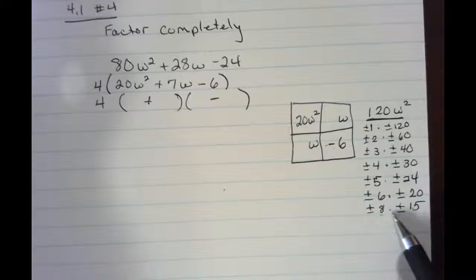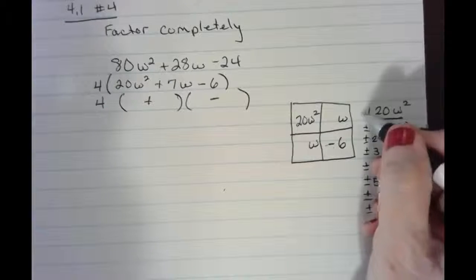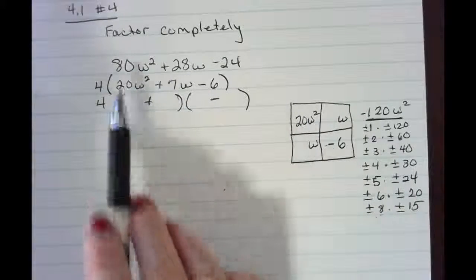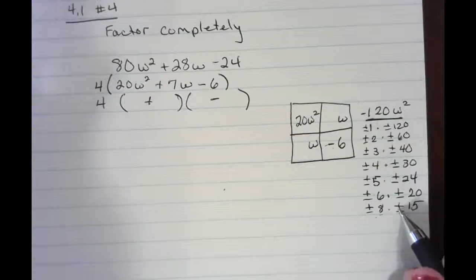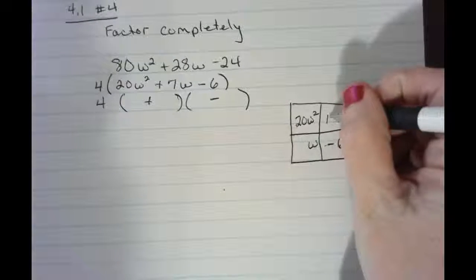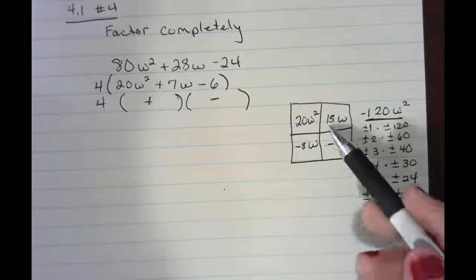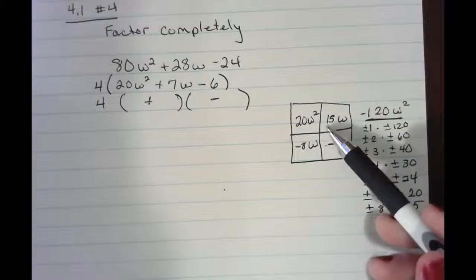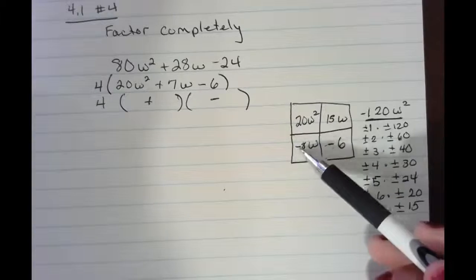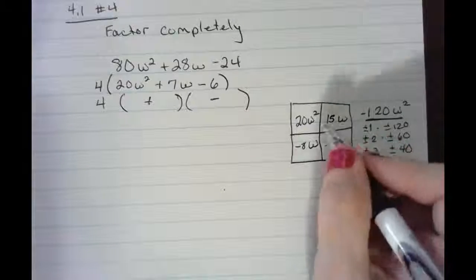So it looks like a positive 15 and a negative 8 will multiply and give me a negative 120. Sorry, that should have been a negative 120, negative and a positive. And we'll add and give me a positive 7. So again, a positive 15, and then a negative 8. Remember, these two should multiply and give me the negative 120w squared, and add or subtract, which these will, 15 minus 8 will give me a positive 7. So we're getting closer to what we're looking for.